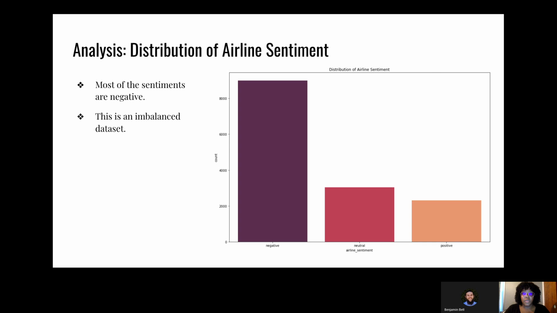Looking at the distribution of the airline sentiment, I can see that most of the sentiments are negative, and that this is an imbalanced data set, which lets me know when using this data set to create a model that accuracy alone will not be the best metric to determine the performance of the model.